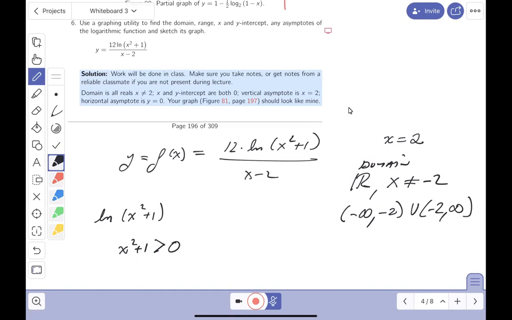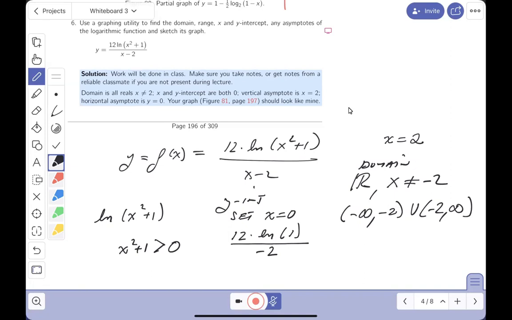All right. What else am I going to do? I'm probably going to look for the y-intercept. How do I get a y-intercept? Set x to be 0, right? So set x to be 0. What do you get over here? 12 times the log, and when I say log, that's natural log, of 1 over minus 2.